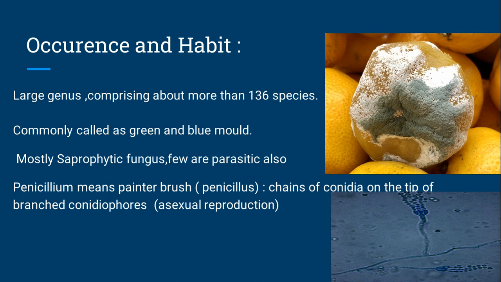Now, Penicillium means brush. It is due to the presence of the chain of conidia which are formed on the tip of these branched conidiophores. These conidia, the non-motile spores, are formed only during asexual reproduction. So here its resemblance is with a brush. That's why it is also called the broom fungus or brush fungus.